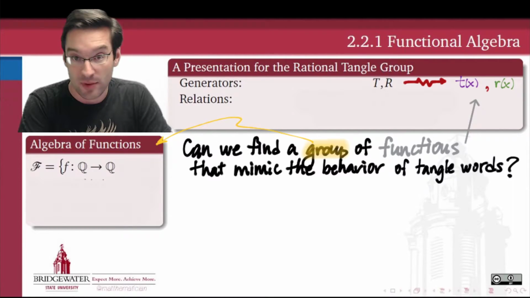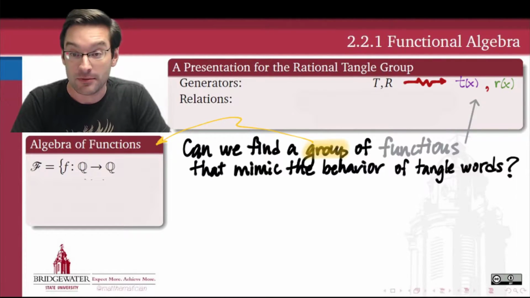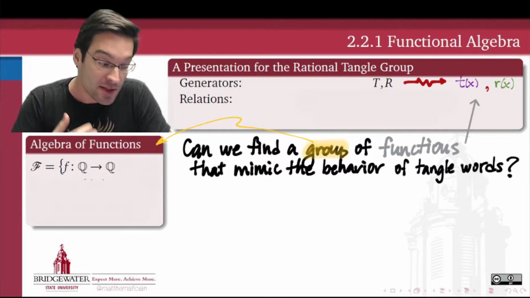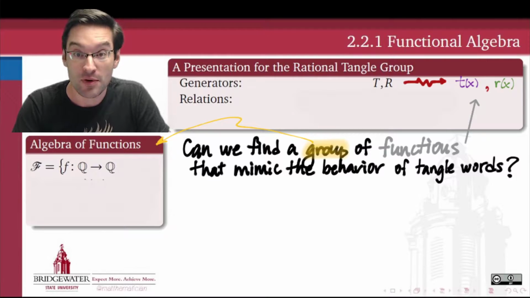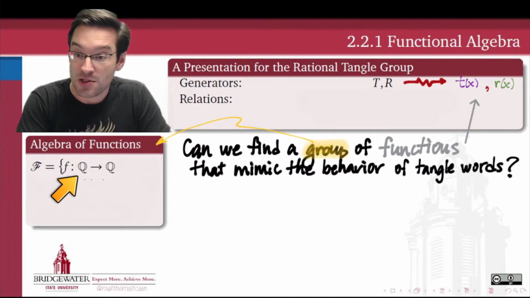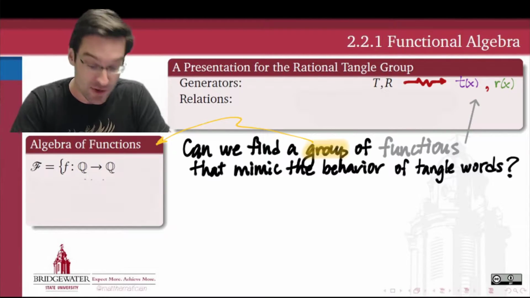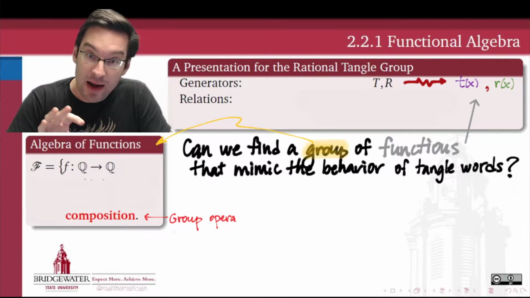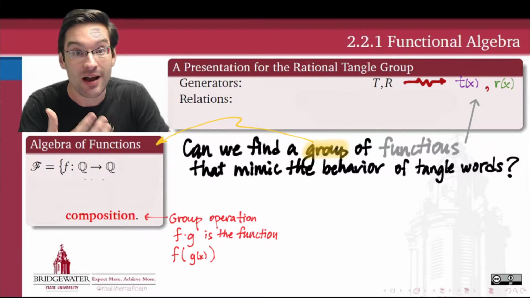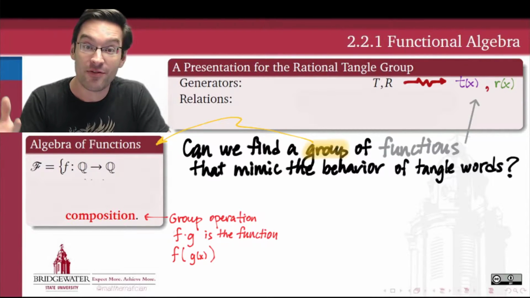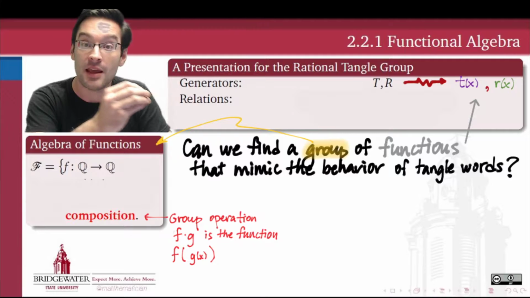Now the word group in this question is doing a lot of heavy lifting, because we have to specify in what sense we are going to think about these functions forming a group. What is the operation of that group going to be? So if I think of functions which take rational numbers and produce rational numbers, an operation we can use to turn that set of functions into a group is the operation of composition of functions, the operation where I feed the output of one function into the input of the next.